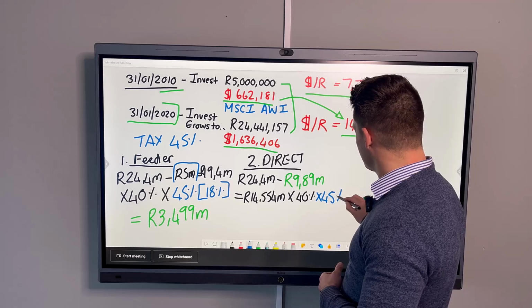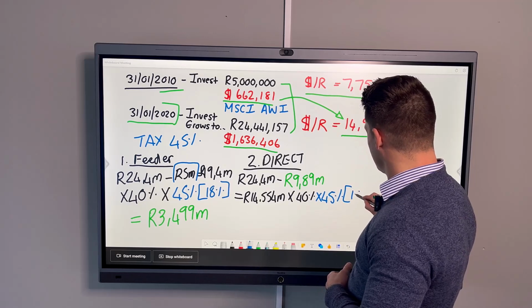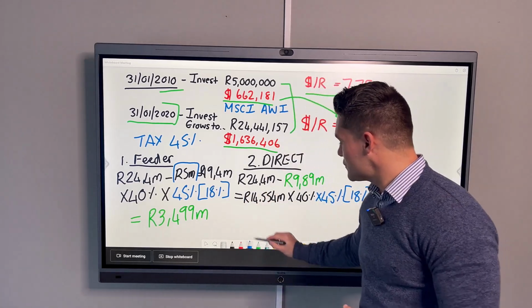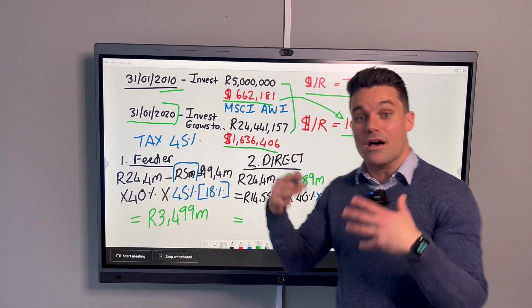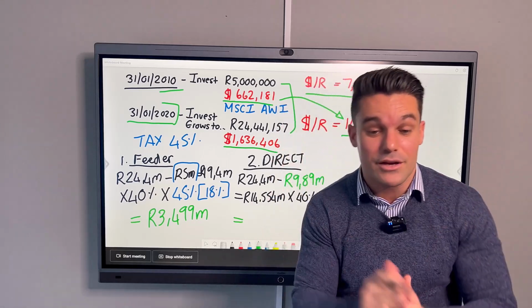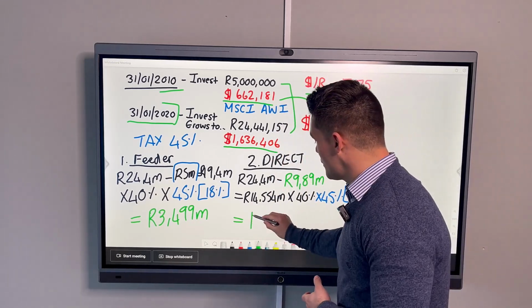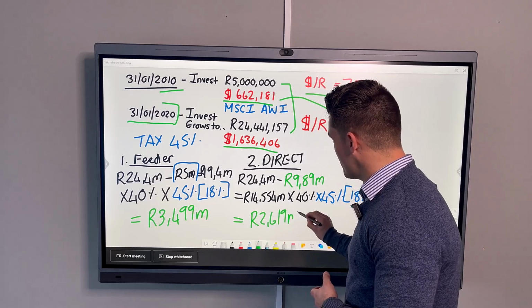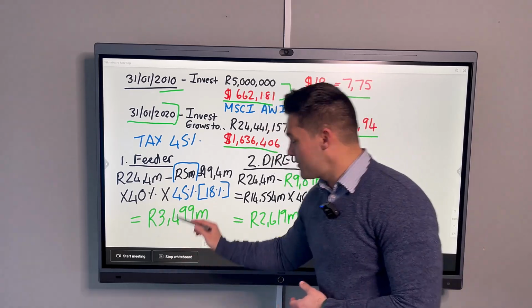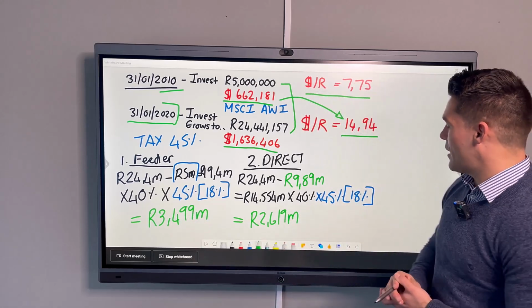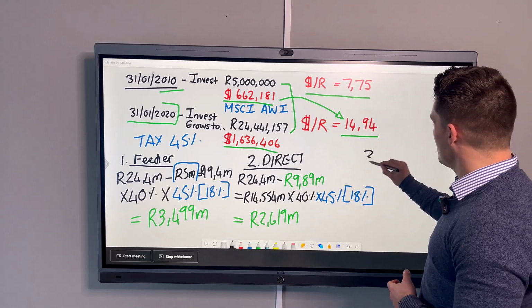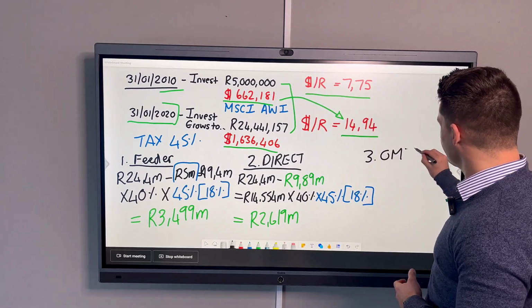So again, I could have just taken a net effective rate of 18%, and that gives us a total tax liability in the direct option, because I'm investing into direct hard currency, of 2.619 million. You can see a lot less than the 3.4, 2.619 million. And then what about the third option? What if they went into the OMI structure?